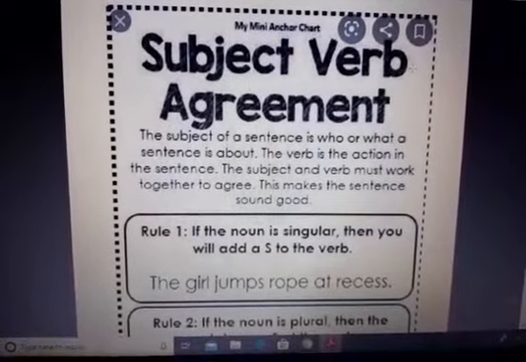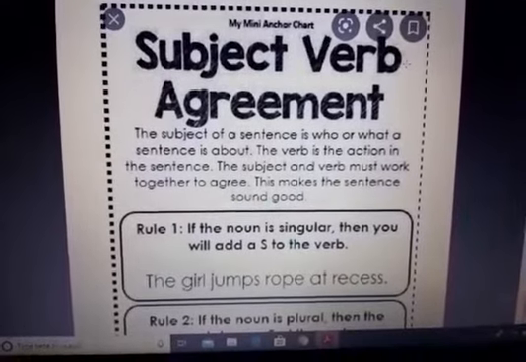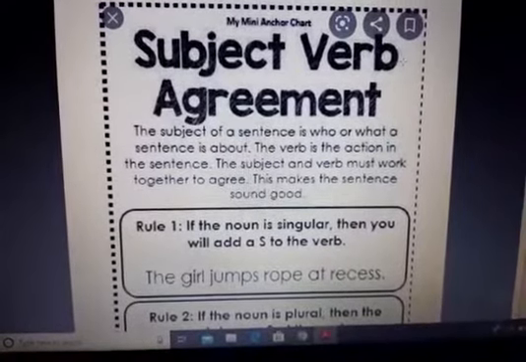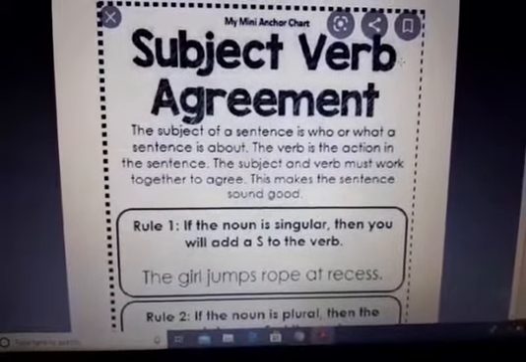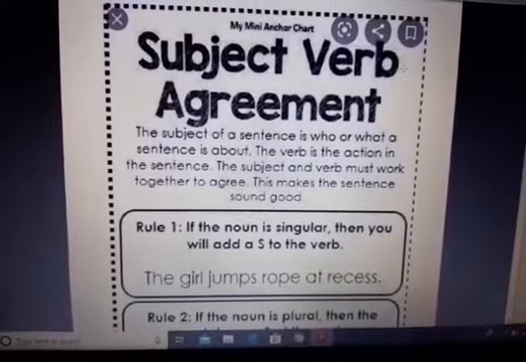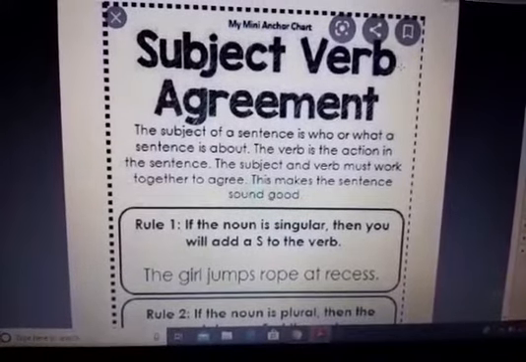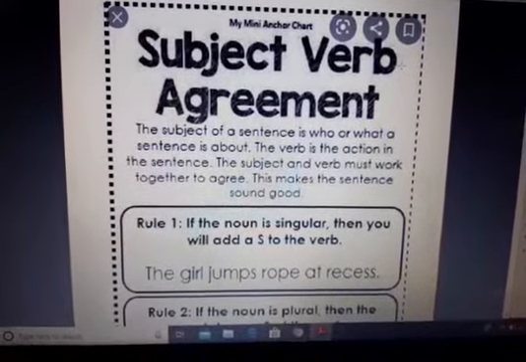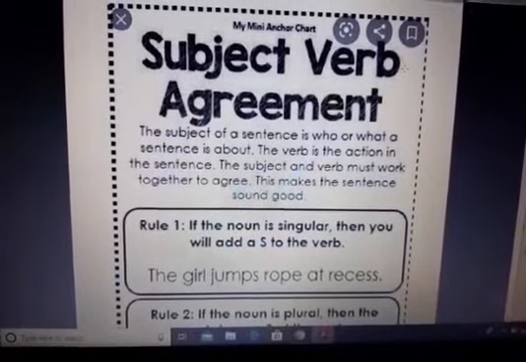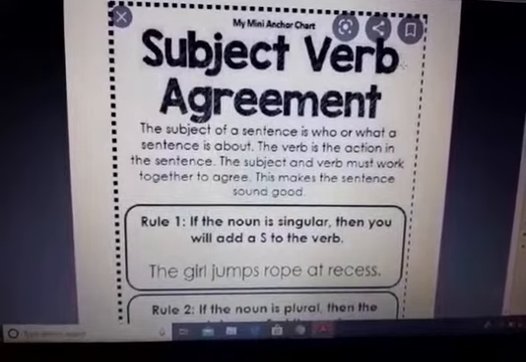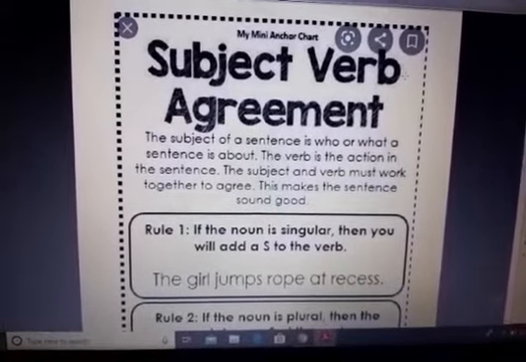So let's start a new topic today, that is subject verb agreement. Well, before moving on to the topic, let's see first what is called a subject in a sentence. Well, the subject of a sentence is who or what a sentence is about. Means about what we are talking in a sentence is called a subject.